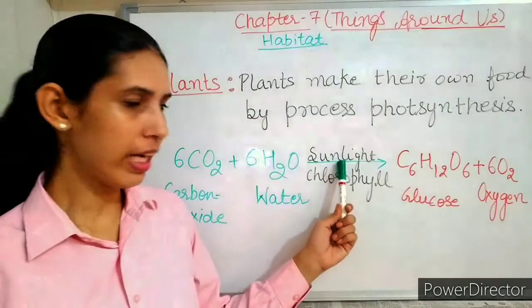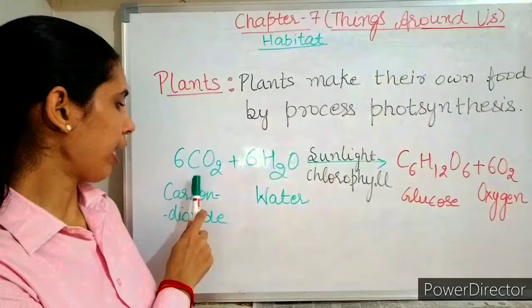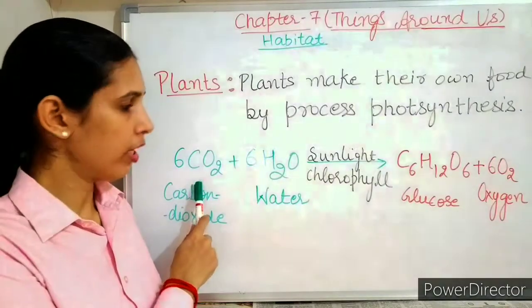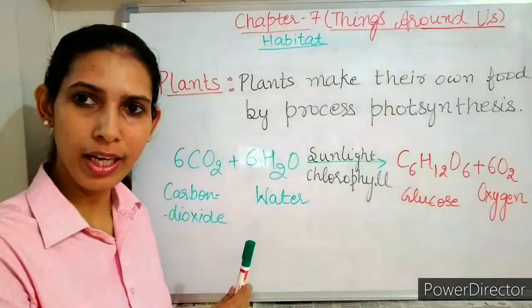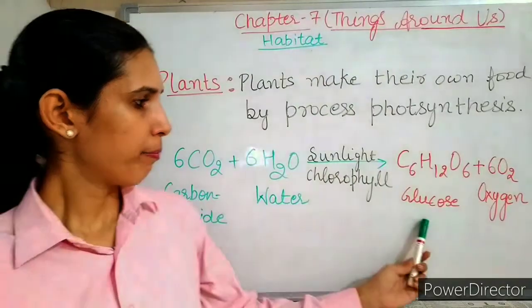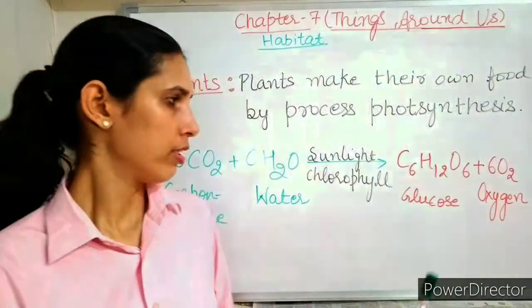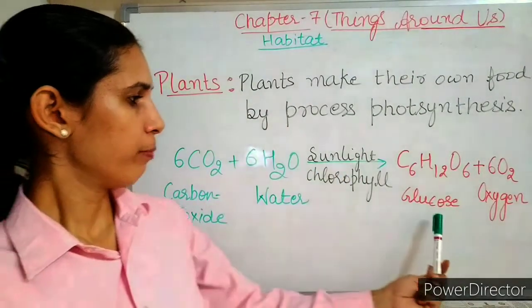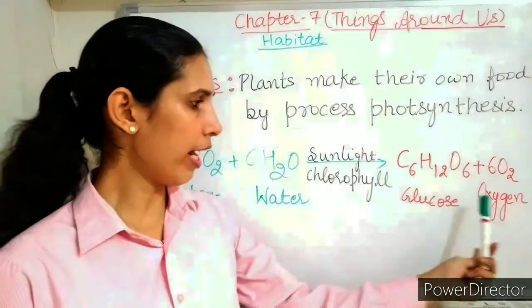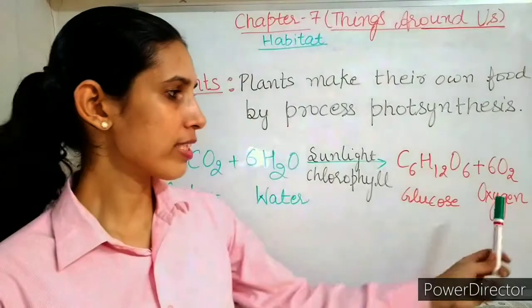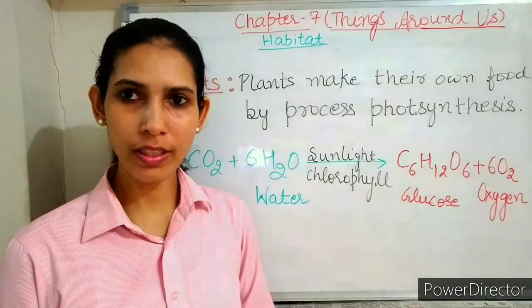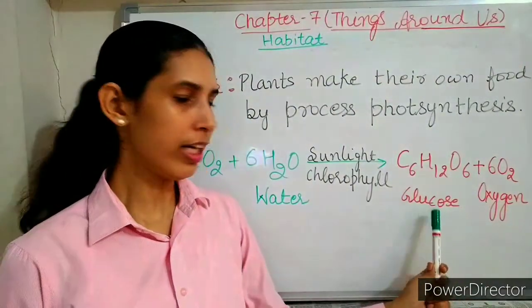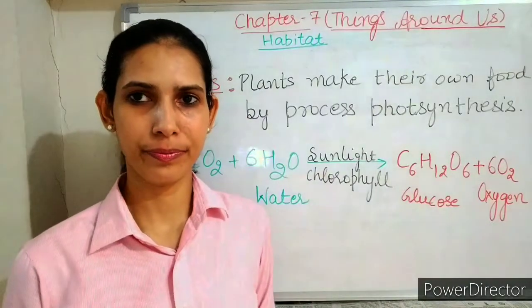In the presence of sunlight, plants take carbon dioxide from air, add water from the soil and prepare their food. This reaction produces glucose and oxygen. The oxygen is released in the atmosphere and glucose is the food of the plants.